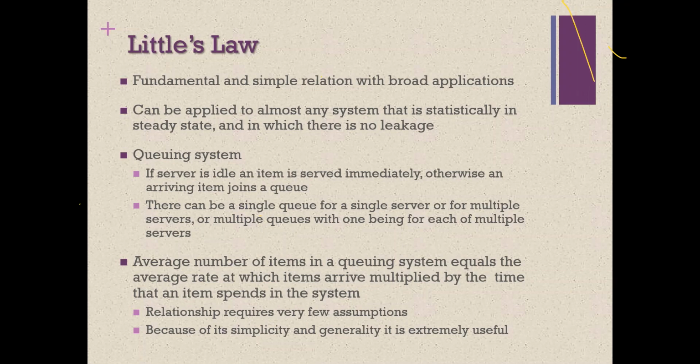Anyways, so there can be a single queue for a single server, or multiple servers, or multiple queues with one being for each of the multiple servers. So a number of strategies are designed to cater for this. And then the average number of items in a queuing system would normally be equal to the average rate at which the items arrive, multiplied by the waiting time, the time that it spends on the system. So that's the waiting time. That is what Little's law is talking about.